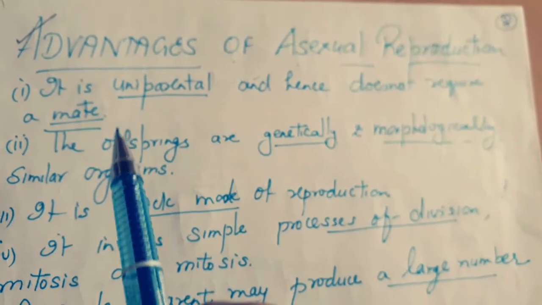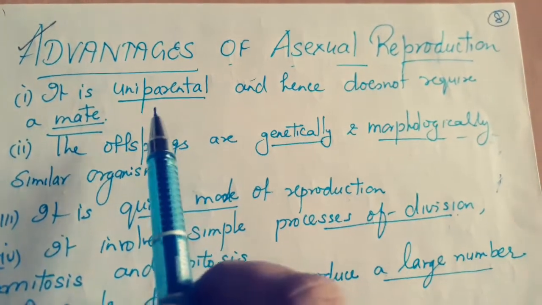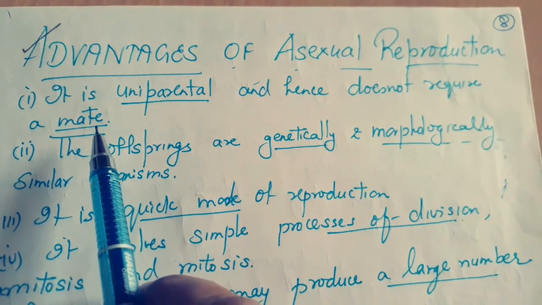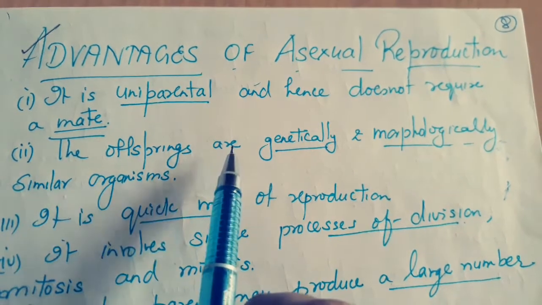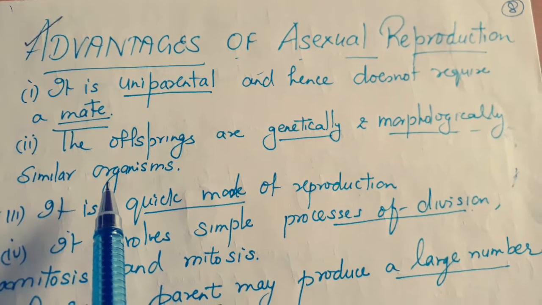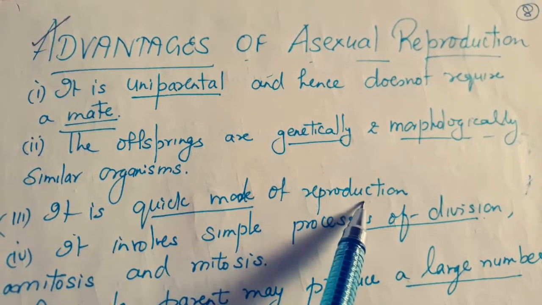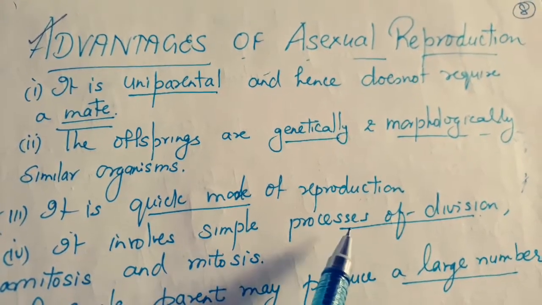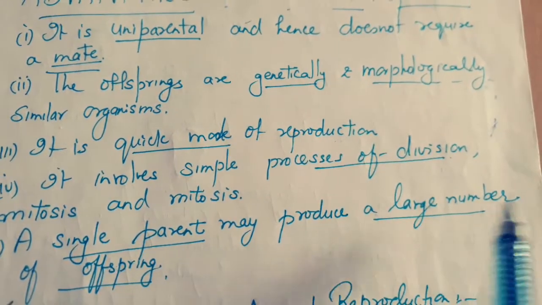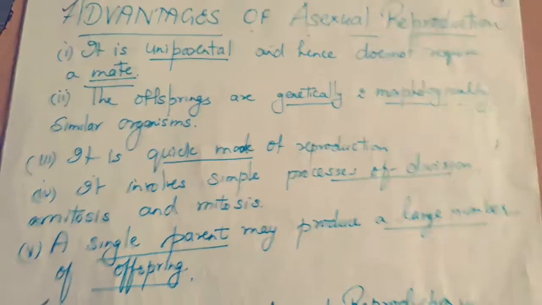Children, I have included one topic called advantages of asexual reproduction. What are the advantages? It involves only a single parent. It doesn't require any mate. The offsprings that are formed are genetically and morphologically similar. सो अगर एक ऑर्गेनिज्म बहुत अच्छा है तो उसके जैसा ही दूसरा ऑर्गेनिज्म बनेगा. Quick mode of reproduction, simply process of division, mitosis and amitosis. A single parent may produce large number of offsprings. These are the advantages of asexual reproduction.